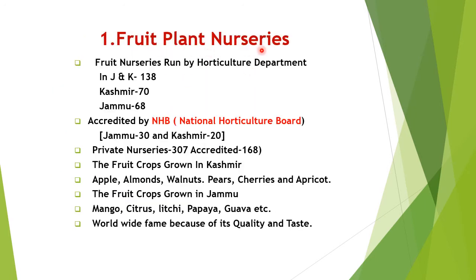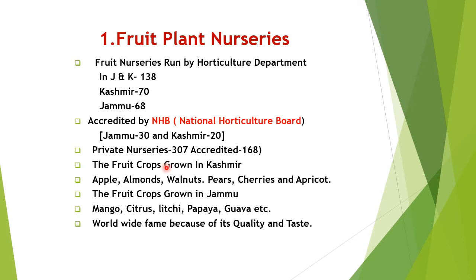Fruit plant nurseries vis-a-vis J&K: fruit nurseries run by the horticulture department in J&K number 138. Kashmir has 70, Jammu has 68. They are accredited by NHB, the National Horticultural Board. Jammu so far has accredited 30 and Kashmir has 20. There are also private nurseries, 307, of which 168 are accredited.